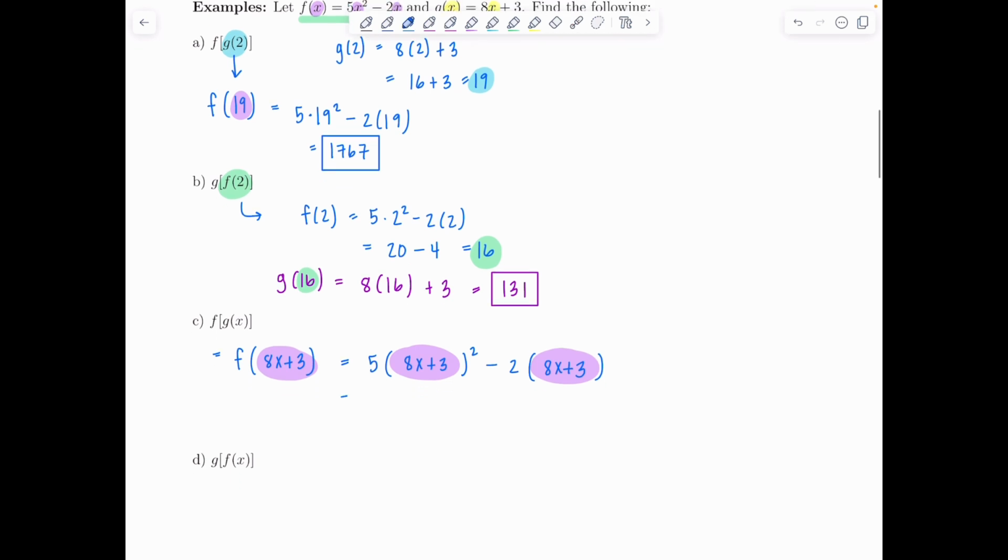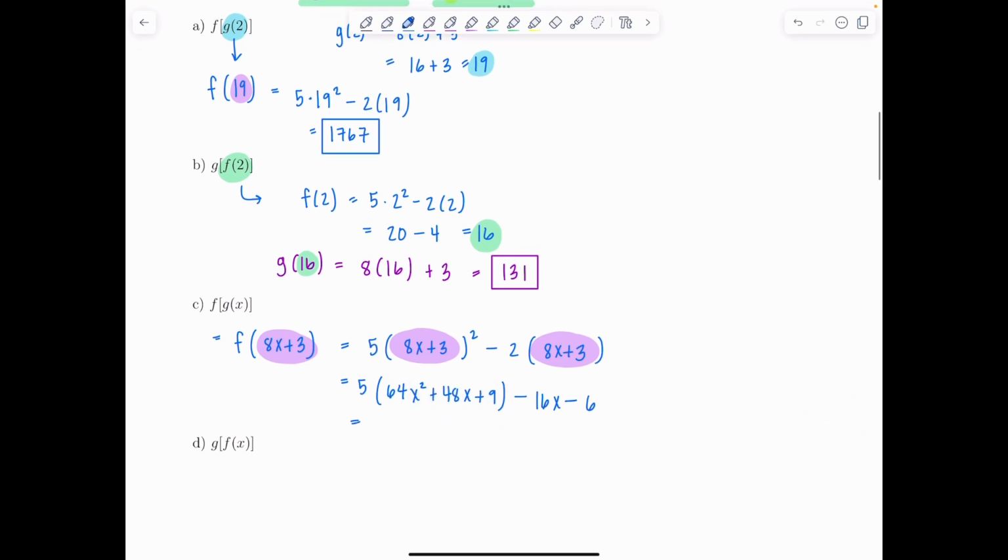Simplify your exponents first. So we have 5 times (8x plus 3) quantity squared. That's going to be 64x squared plus 48x plus 9, minus, we can go ahead and distribute, this is 16x minus 6. And then let me distribute the 5 now throughout. So this is going to be 320x squared plus 240x plus 45 minus 16x minus 6.